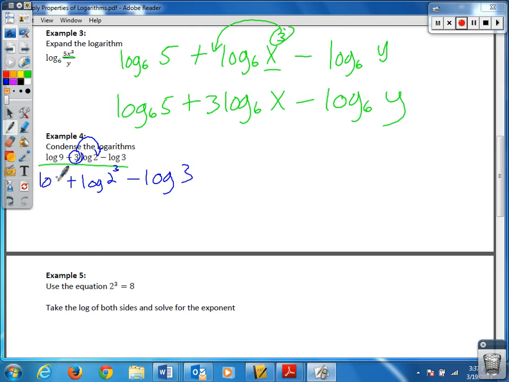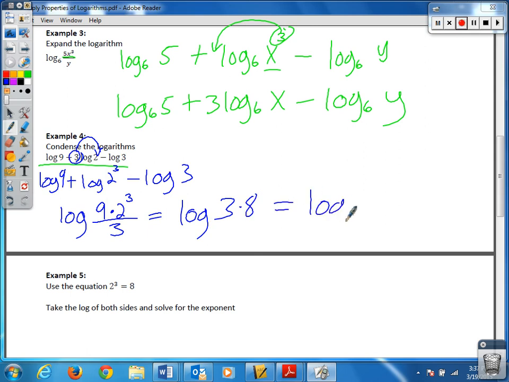All right, so let's write the rest of this in. And now, any place we see addition between logarithms, we can turn that into multiplication inside the log, and subtraction turns into division inside the log. So we have the log of 9 times 2 to the third divided by 3. All right, so then we have the log of, and then 9 divided by 3 is 3. 2 to the third is 8. And 3 times 8 is 24.